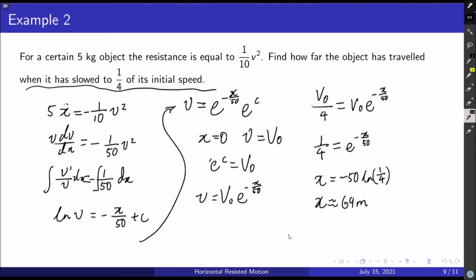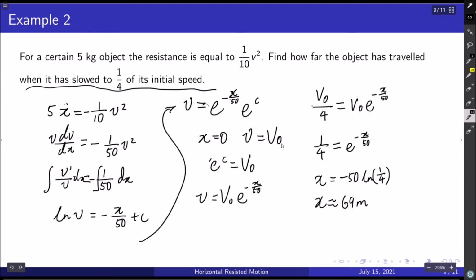This is actually a very interesting result, because it means, as you can see here, the initial velocity is irrelevant. As long as the mass is 5 kilograms and the resistance is 1/10, or rather proportional to the square of velocity, then the stopping distance will always be the same.